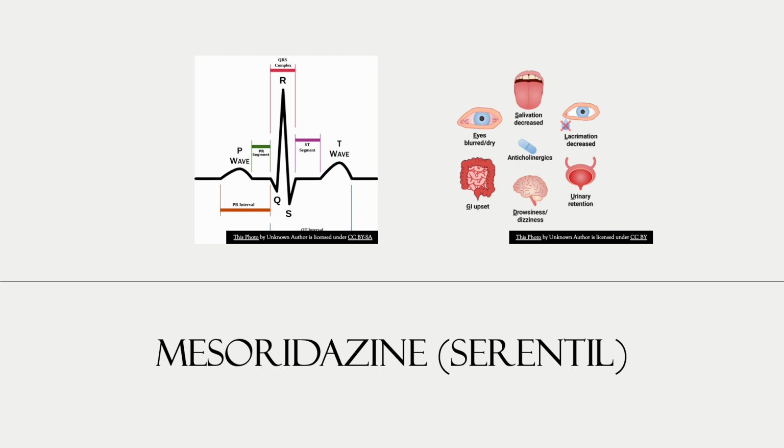This one I have not worked with, Serentil, or mesoridazine. There are tablets, liquid, and injection, and the dosage ranges from 100 to 400. Side effects are high risk for anticholinergic effects, sedation, and hypotension, and there's low risk for EPS. Comments: ECG changes, or QTc monitoring.